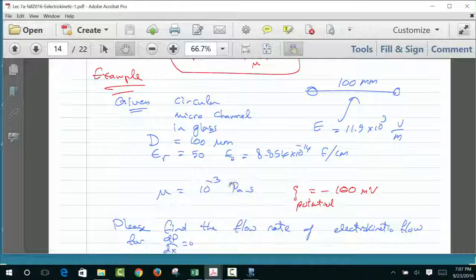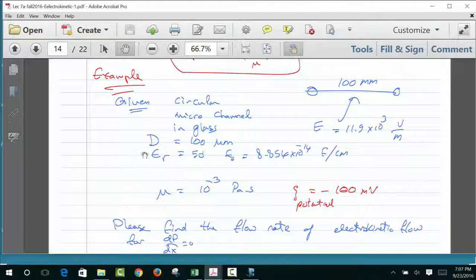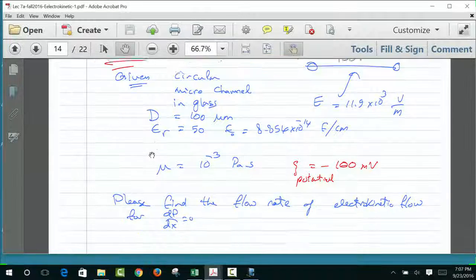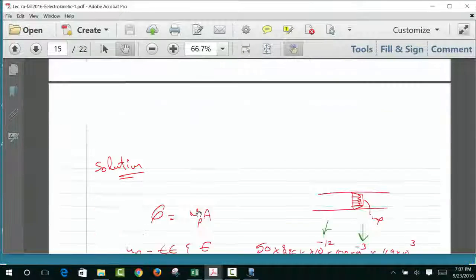So here is an example. This example is very similar to the first problem in the homework. Circular microchannel. Here are the constants we need. This is the diameter, not to be confused with the diffusion coefficient, I'm sorry. And this is the electric field, volt per meter. Here is the permittivity of the vacuum, and here is the relative permittivity. What does it want? Find the flow rate of the electrokinetic flow for dP by dx equal to 0, without pressure gradient. Forget about the pressure gradient.